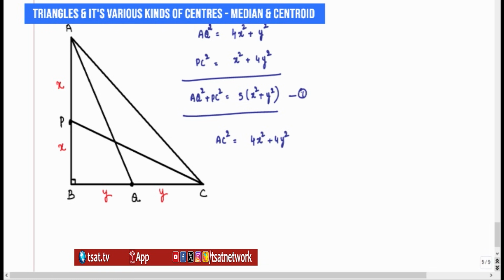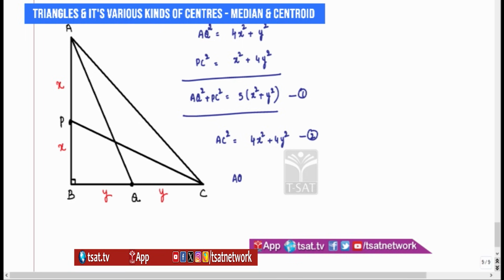Consider equation number 1 and equation number 2. AQ square plus PC square, or CP square, is equal to, if you divide both of them, 1 by 2, you will get 5 by 4 times AC square. So median 1 square plus median 2 square in a right angle triangle is equal to 5 by 4th of the hypotenuse square.